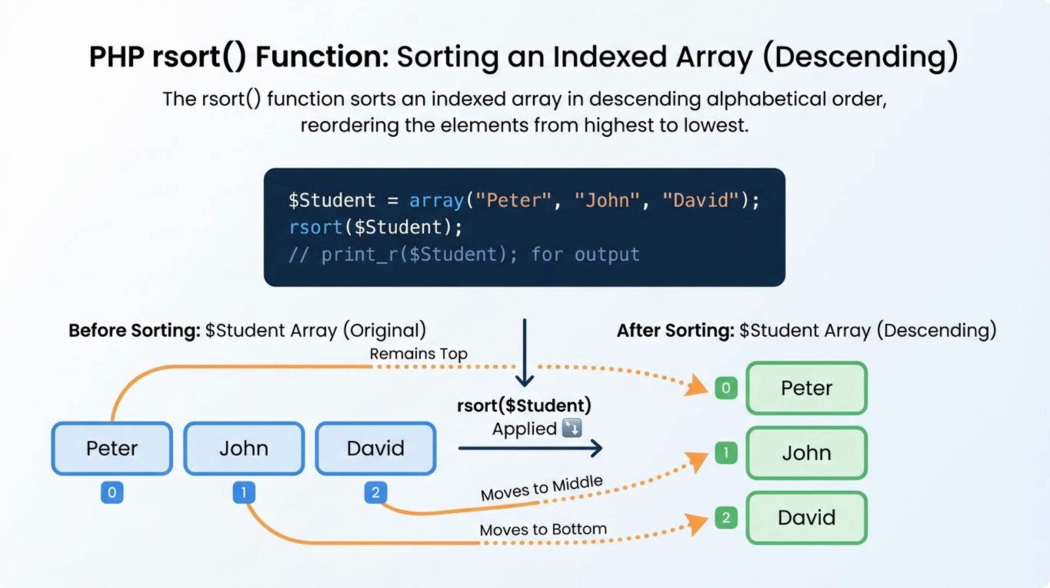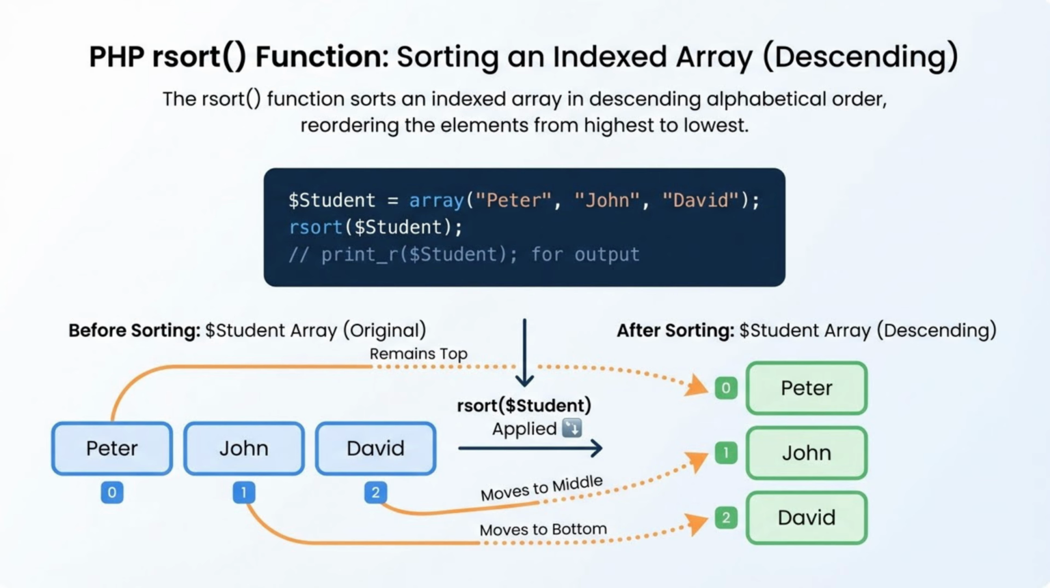John becomes the next element, and David moves to the bottom because it appears earliest alphabetically. It is important to understand that rsort replaces the original numeric indexes with new ones starting from 0. Therefore, after sorting, Peter takes index 0, John takes index 1, and David takes index 2. This reindexing is automatic and expected when dealing with indexed arrays.